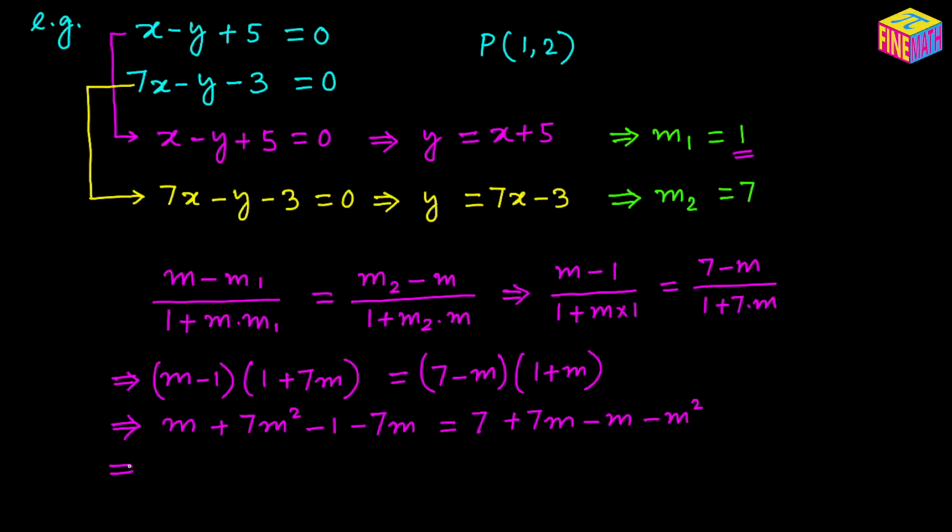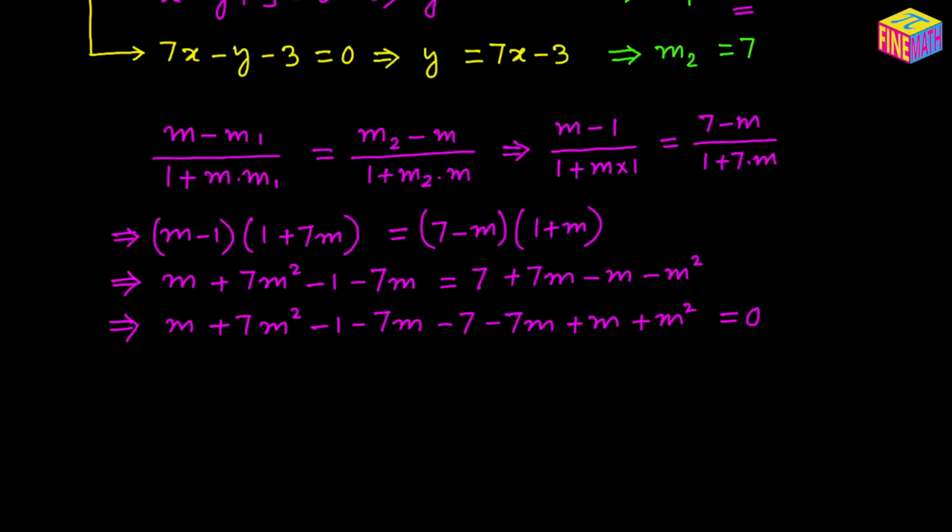And from here let's bring everything to the left hand side. On the left hand side we have m plus 7 times m squared minus 1 minus 7 times m, and then the positive 7 from the right hand side will become negative 7, the next term positive 7m will become negative 7m, negative m will become positive m, and negative m squared will become positive m squared. All of that will be equal to 0.